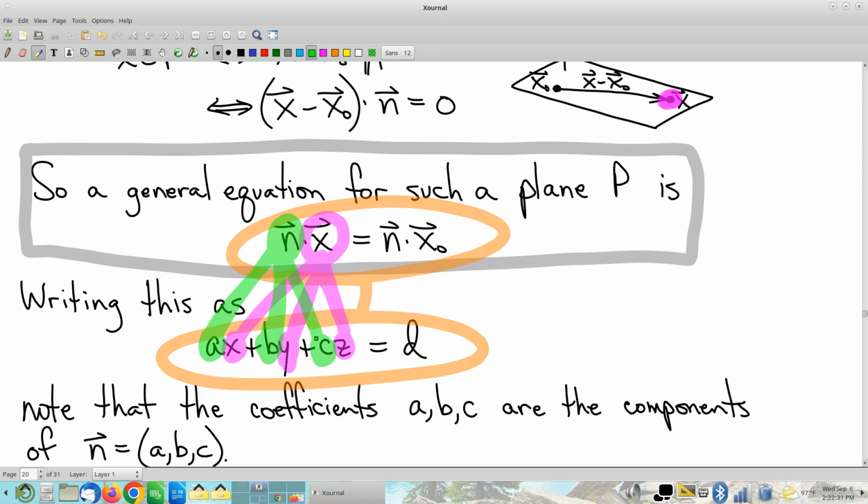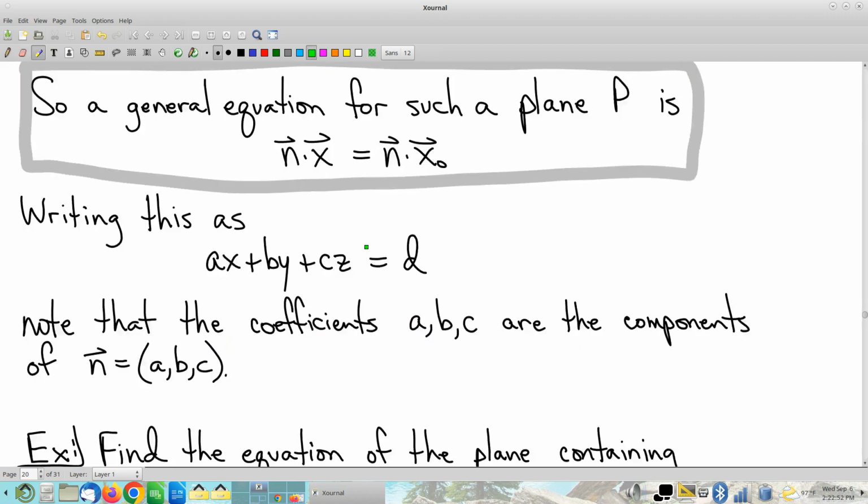Or you can turn that around backwards. If you have a coordinate equation like this one, just read off these coefficients, a, b, c, whatever's in front of the x, y, z, that's your normal vector. And that's a pretty cool fact. If you have an equation, at a glance, you can find a good normal vector. Cool fact. All right. Quick example.